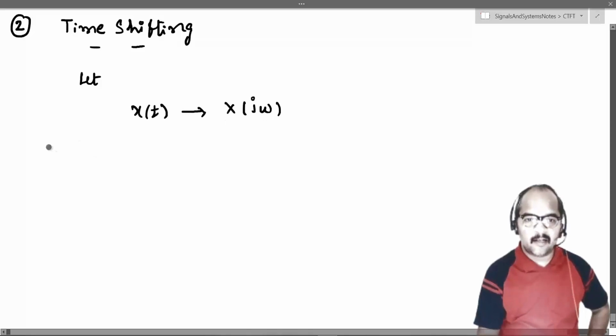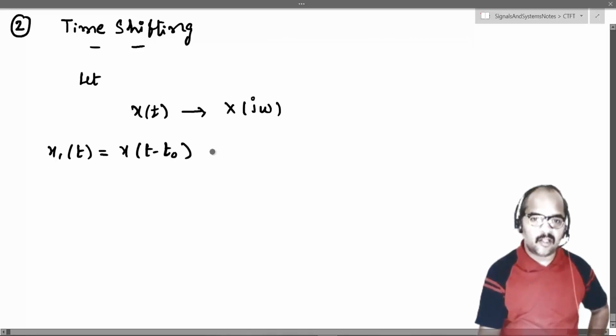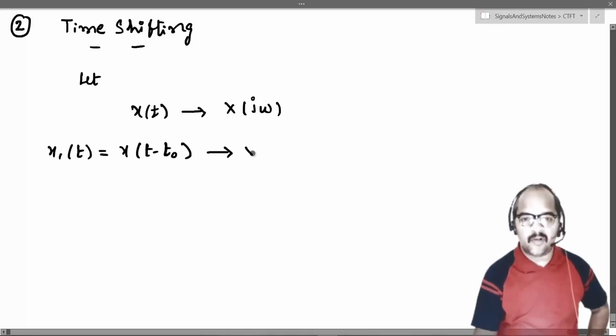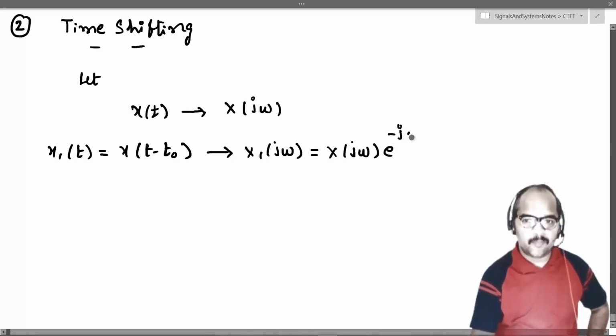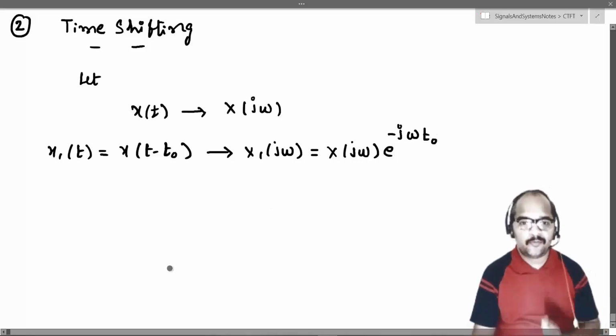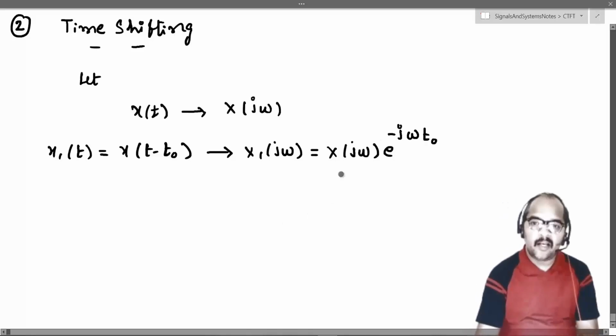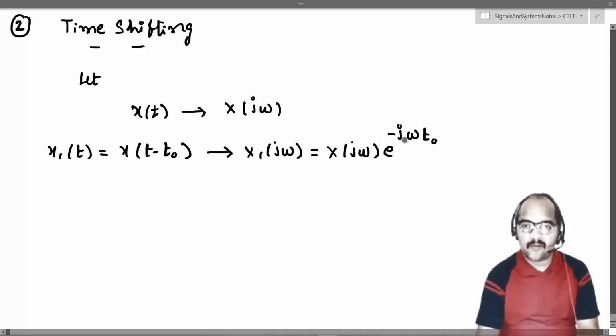Then let me call the shifted signal x1 of t, which is x of t minus t naught. This will have x1 of j omega as the Fourier transform, which is nothing but x of j omega multiplied with e power minus j omega t naught. So if you shift the signal in the time domain, what happens in the frequency domain? The original Fourier transform gets multiplied with e power minus j omega t naught.